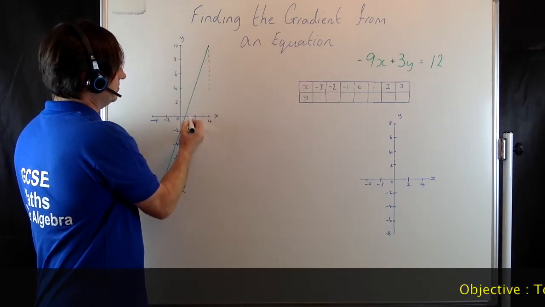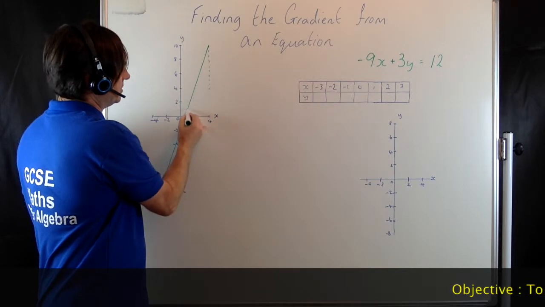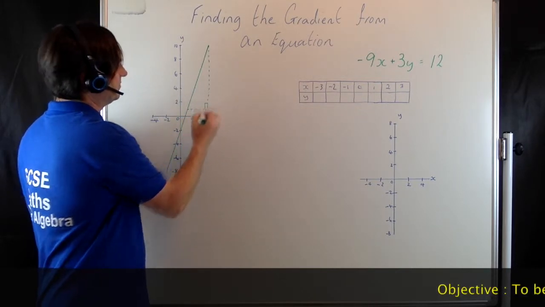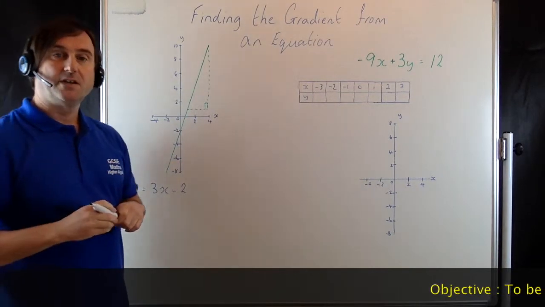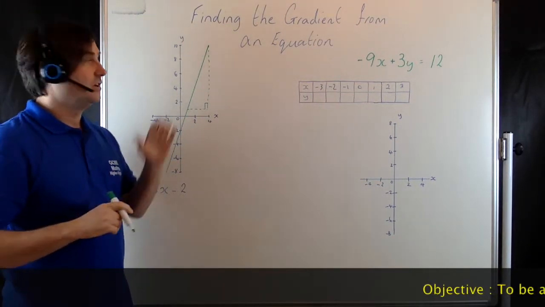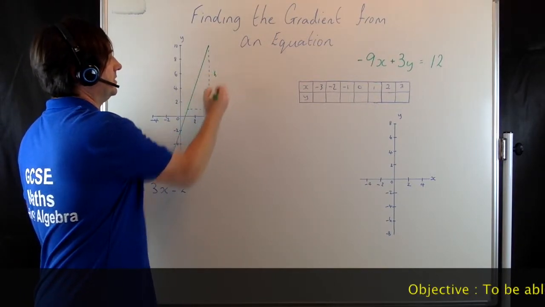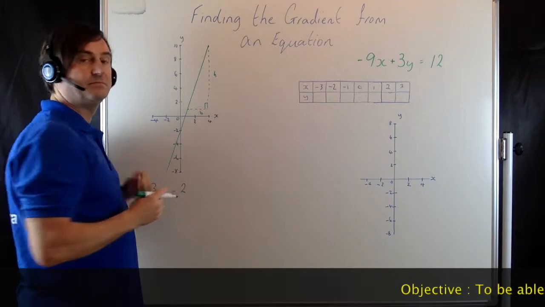I'm going to form a triangle, going from here, and I've made myself a right angled triangle. I know the gradient of that line through dividing the height of the triangle by the base of the triangle.